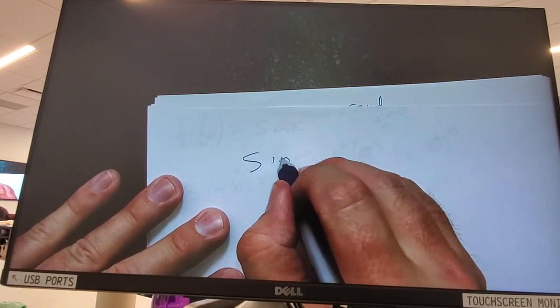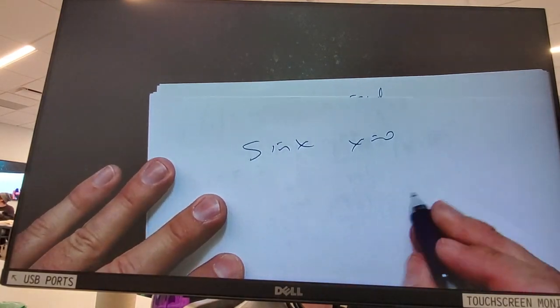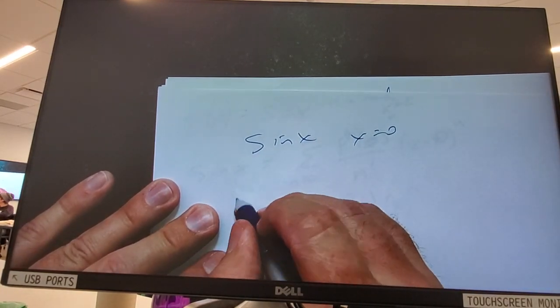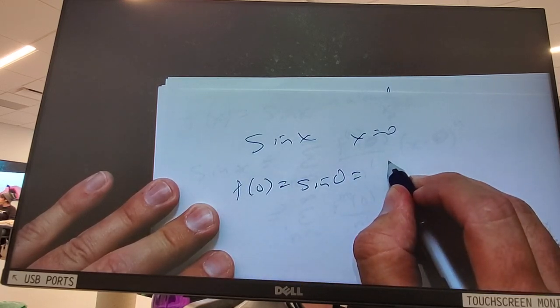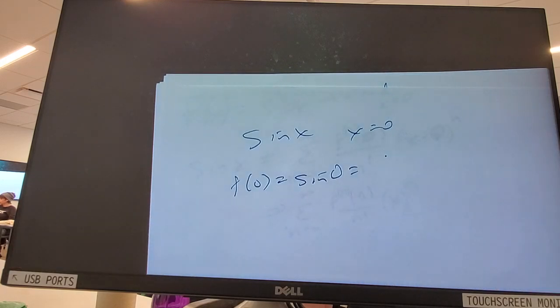If I want to find the tangent line of sine x at x equal to 0, I would first plug x equal to 0 in, and what do I get? Wow, sorry, that was so neat. I got 3 distinct answers in a row to the same question.